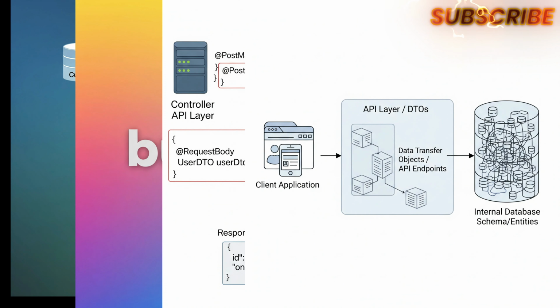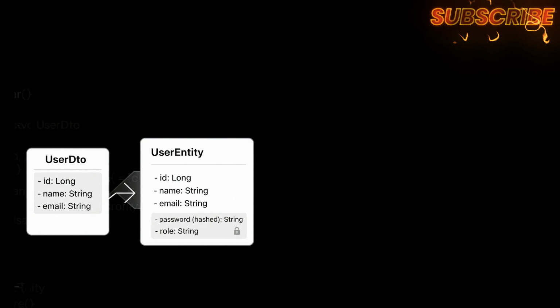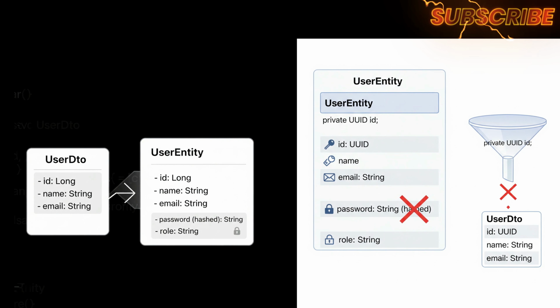When it comes to the purpose, it exposes only the necessary data to the client, which prevents leakage of sensitive information, and provides a stable contract for the API, even if the internal entity structure changes. Now let's look at an example, a UserDTO class that contains ID, name and email, but not the password, which would be hashed, or the role, which is an internal security detail, from which the user entity is derived.